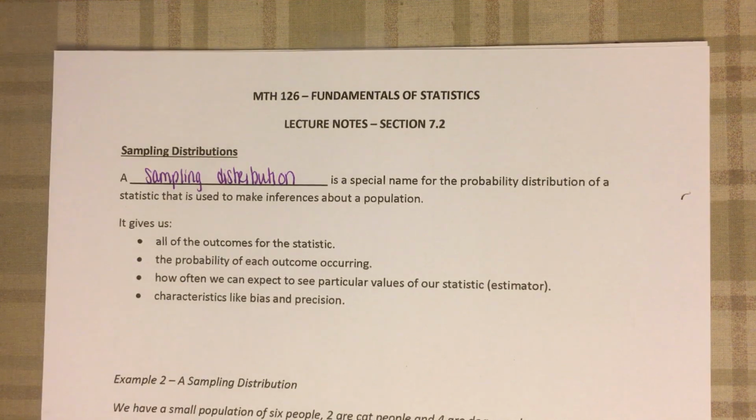It gives us all of the different outcomes for the statistic, the probability of each outcome occurring, how often we can expect to see particular values of our statistic, and characteristics like bias and precision. So in this next example, we're going to discuss a sampling distribution and walk through all of these different pieces of it. This is not anything that you're actually going to have to do in the homework, but it does give us an idea of what we want to think about when we're thinking about finding samples in statistics.